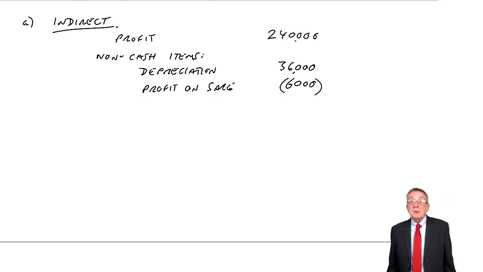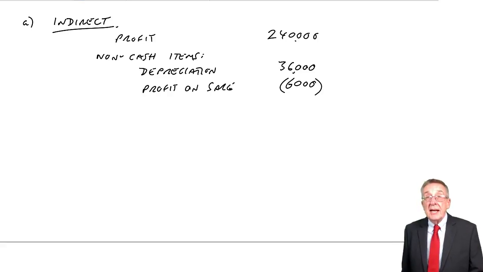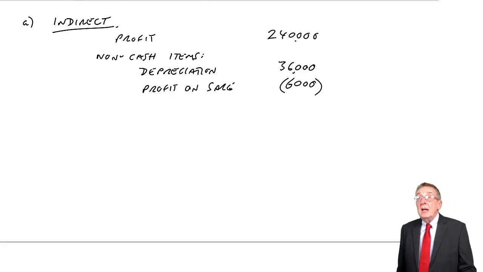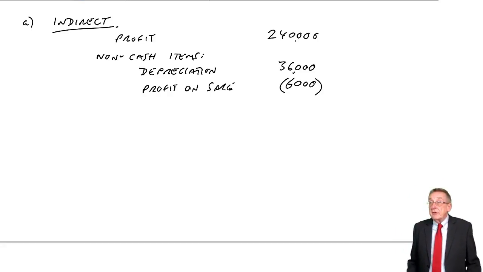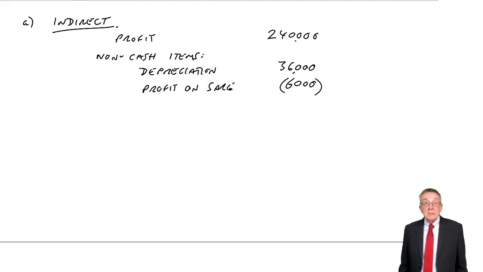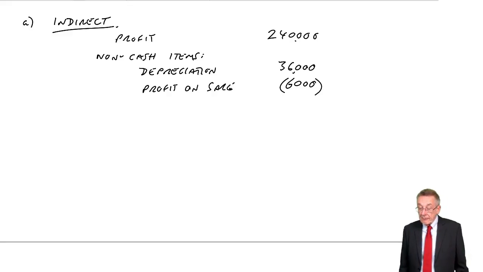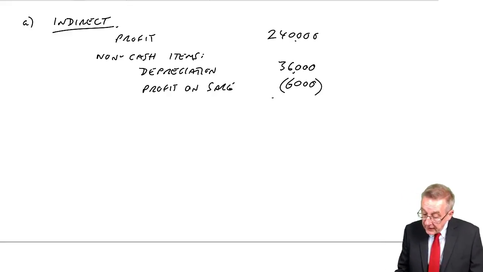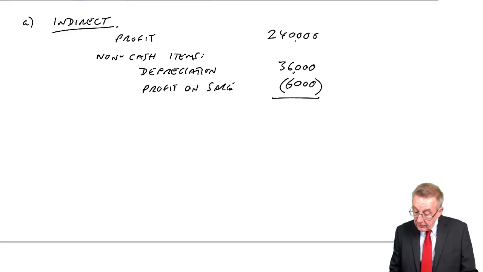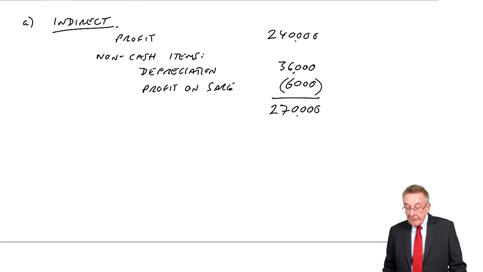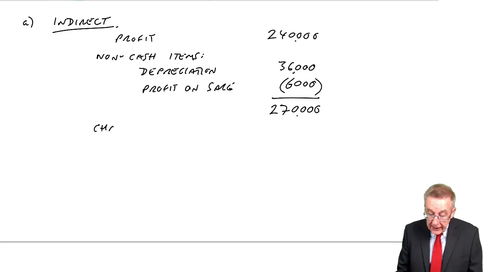Incidentally, some people rather want to adjust for irrecoverable debts written off. No, because if you've removed an irrecoverable debt, you haven't had the cash, so there's no problem. That brings us to so far 270. But then we have to adjust for the changes in the working capital.